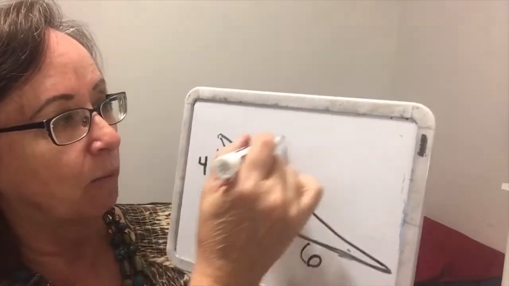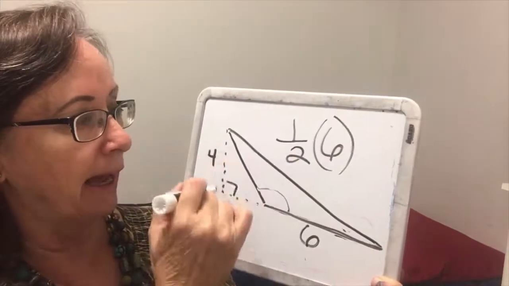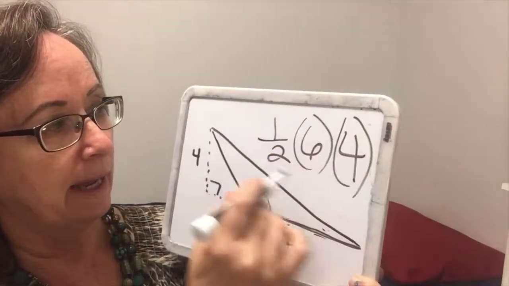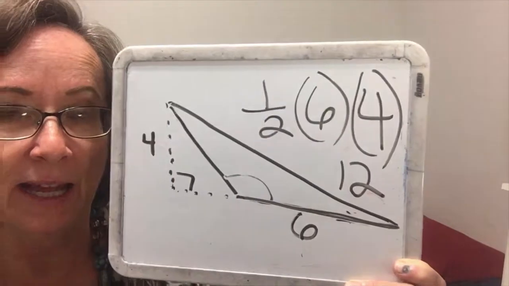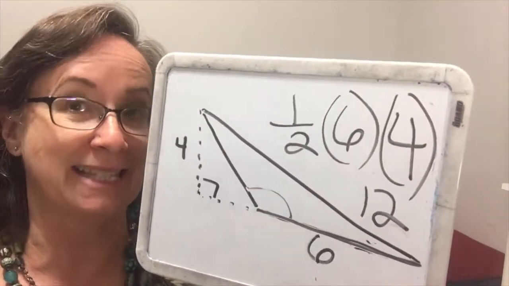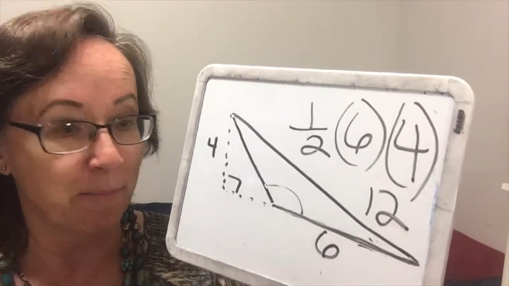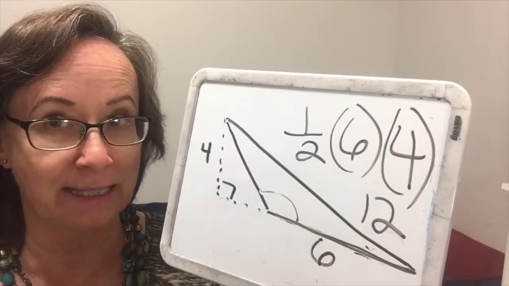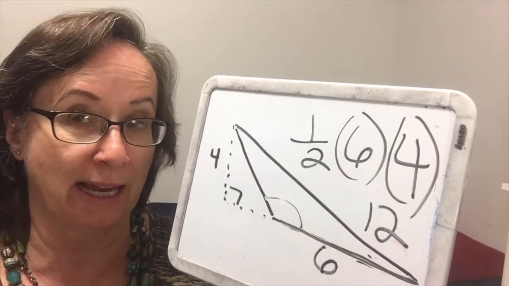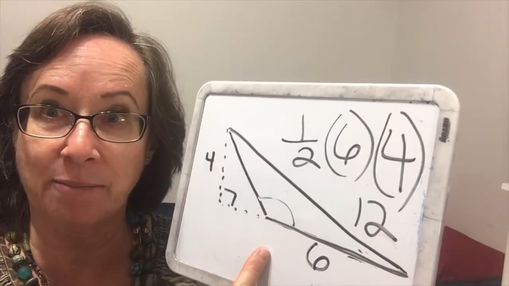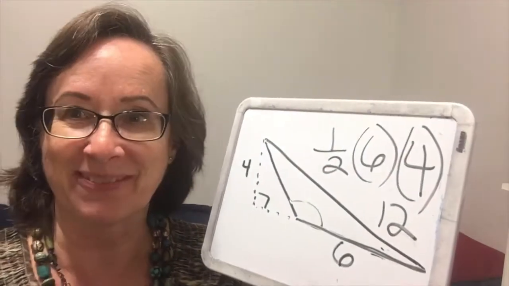So again, 1/2 base of 6 and height of 4, and 1/2 of 6 is 3 times 4 is 12 square units again. So we did 3 different triangles that had the same area because they had the same base and height, but they looked very different. One was right, one was acute, in other words, all of the angles were less than 90 degrees, and then this one was obtuse, and we did it a little differently each way, but we got the same area each time.